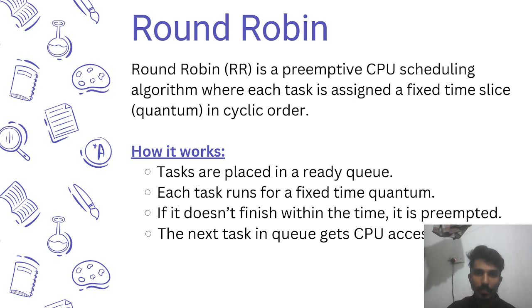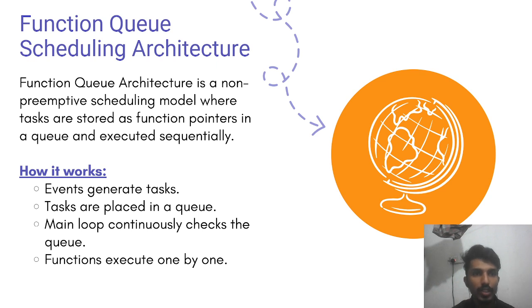Next, we talk about function queue scheduling architecture. Function queue architecture is a non-preemptive scheduling model where tasks are stored as function pointers in a queue and executed sequentially. Previously we saw that round robin is a preemptive scheduling algorithm, but function queue is a non-preemptive scheduling. So what does non-preemptive mean?